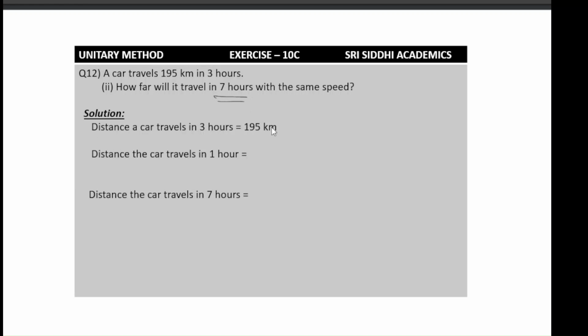Distance the car travels in 3 hours equals 195 kilometers. Distance that car travels in 1 hour is 195 by 3. We have calculated this before also. This is 65 kilometers. In the previous question also we found out 3 ones are 3, 3 6s are 18, 1 comes here, so 3 5s are 15, 65 kilometers.